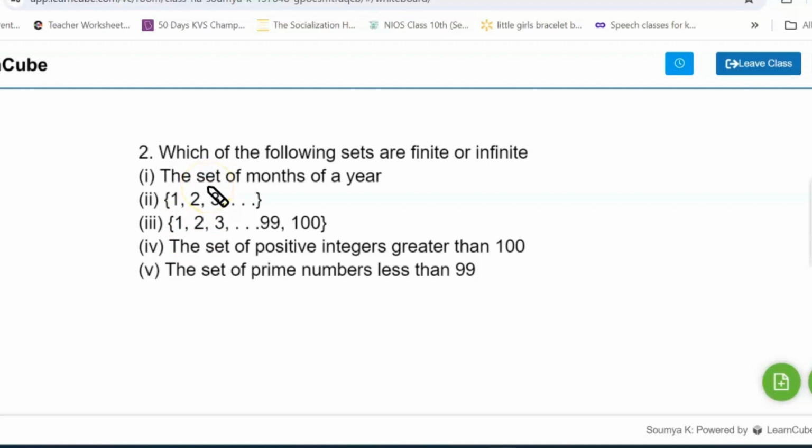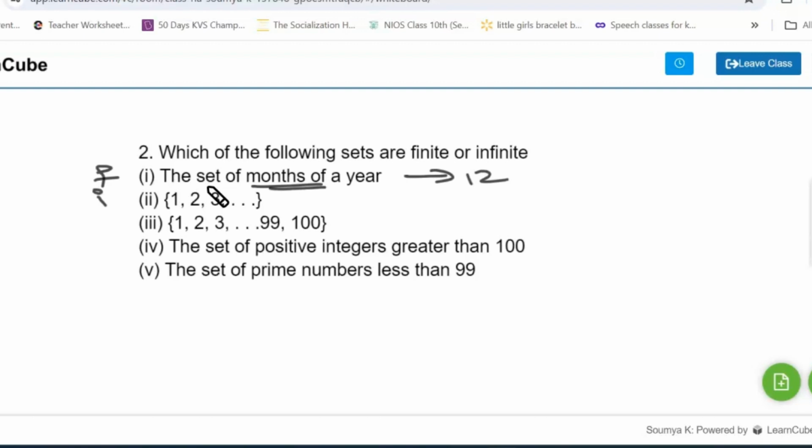First one is the set of months of a year. Months of a year, you have got 12 months, that is finite. You can say this is a finite set. Second one is 1, 2, 3 and it goes till infinity. So this set is not going to end anywhere. You don't know where it ends. So it is an infinite set.